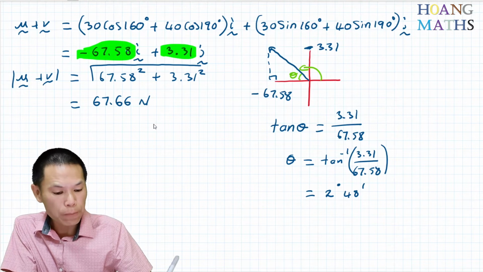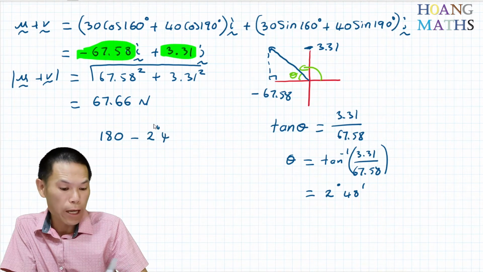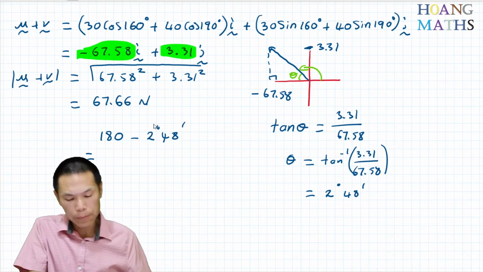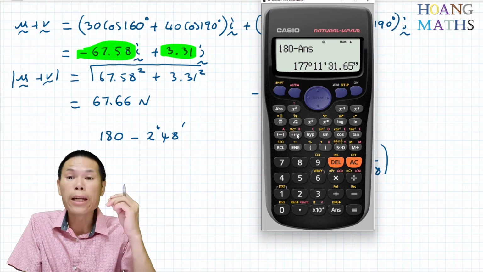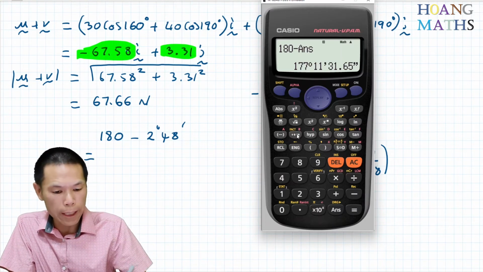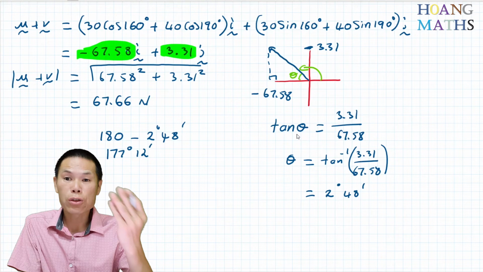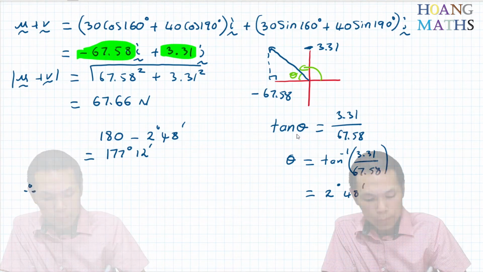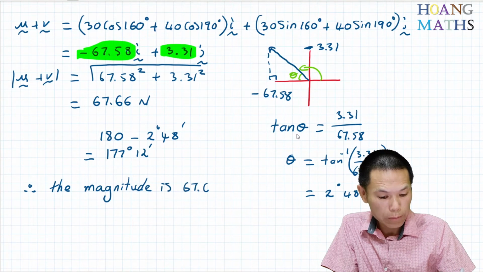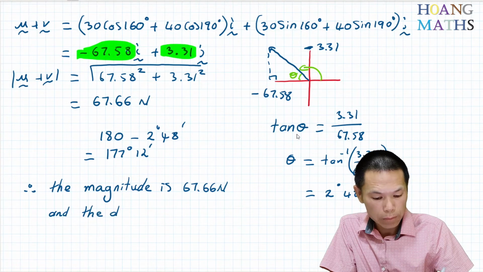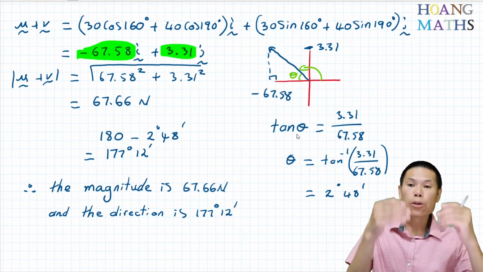So therefore, the direction is 180 minus 2 degrees and 48 minutes. Let's just go 180 minus the answer. So DMS, that is 177 degrees and 12 minutes. That is the direction. So let me just write it down. So there you go.